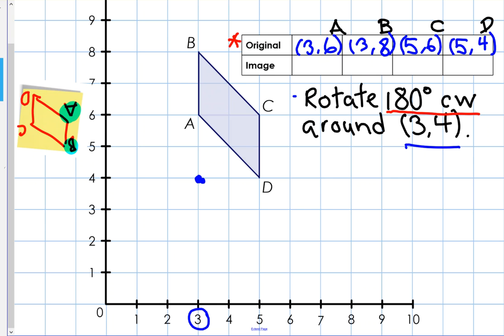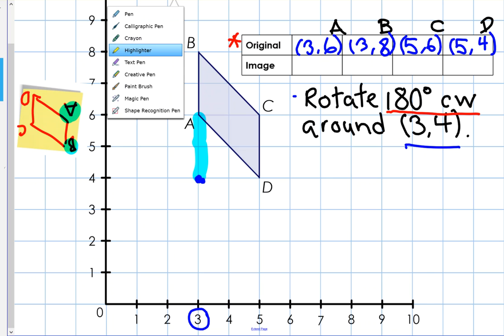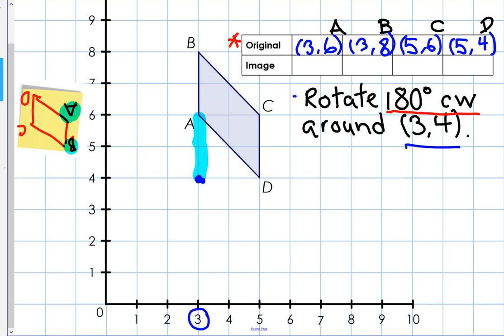But how do we know how far away A should be from our center of rotation? We notice that the original image is 2 units away. That means that our new image should also be 2 units away from the center of rotation. A prime would be located here. Now you can see that B is directly underneath A. The line segment AB is 2 units long. We would label this B prime.